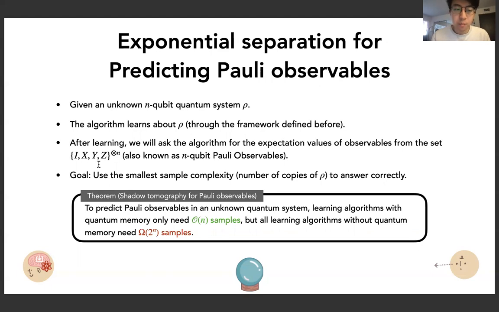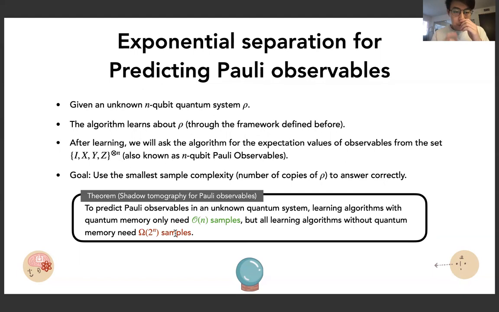In this paper, we showed that to predict Pauli observables in an unknown quantum system, a learning algorithm with quantum memory only requires a linear number of samples, but all learning algorithms without quantum memory require at least 2 to the n samples. Again, this upper bound is established by me, Richard Kuhn, and John Preskill's previous work, and the main technical contribution of this work is in establishing this lower bound for learning algorithms without quantum memory.